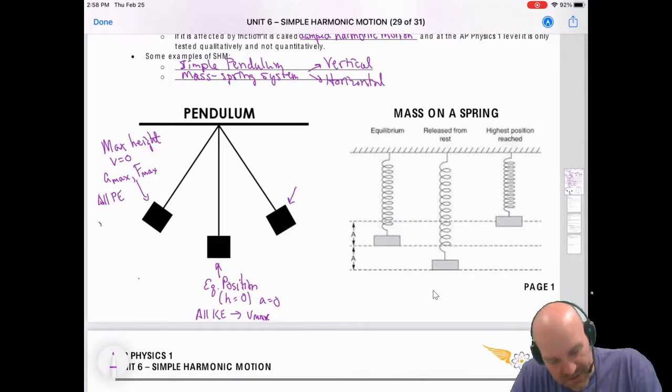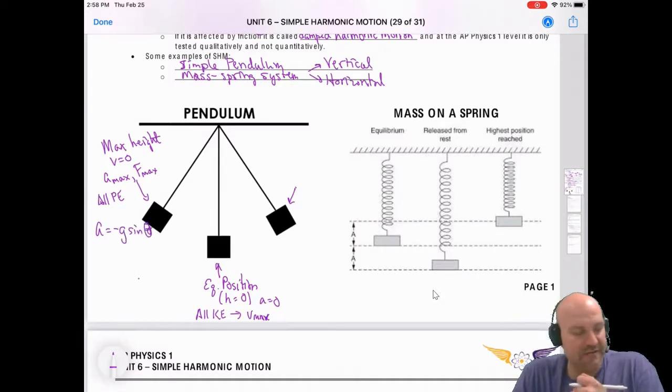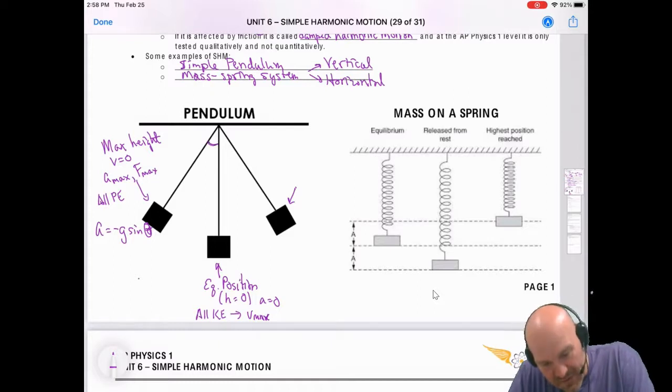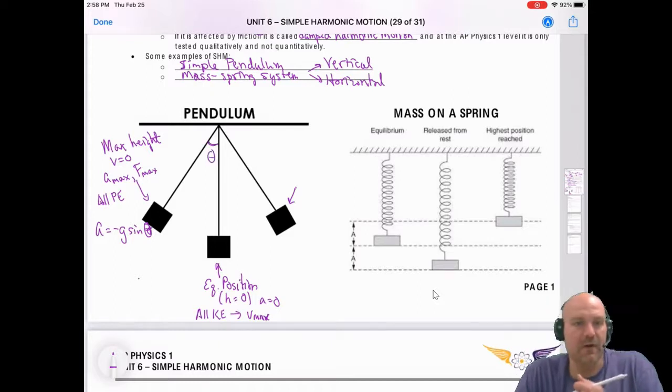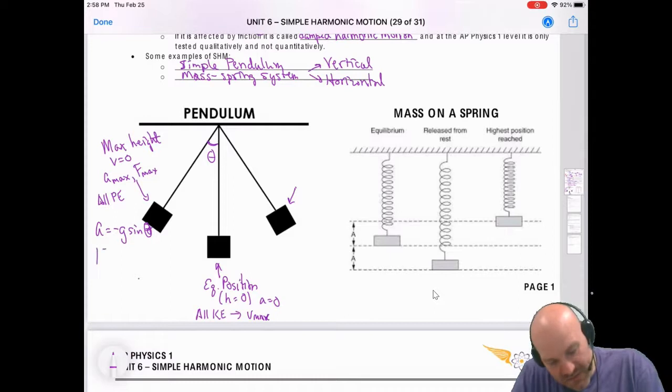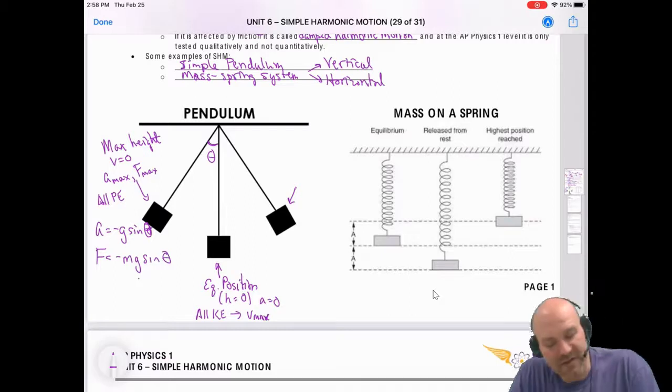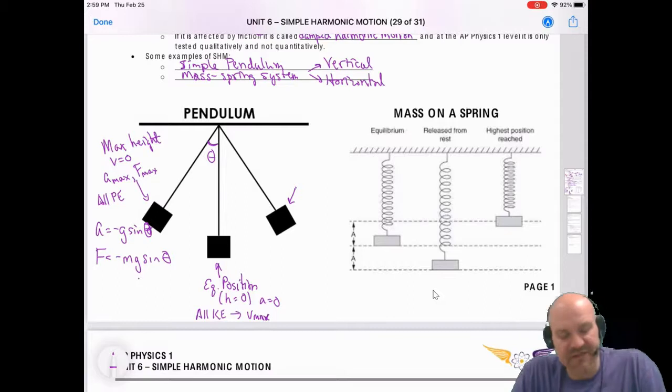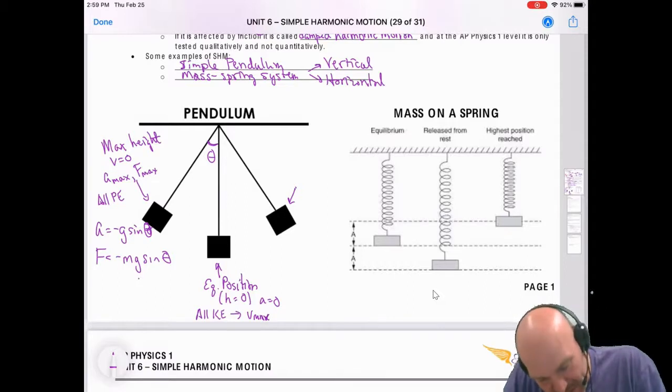Right. And so to calculate the acceleration at that point, it's going to be a equals negative g sine theta. And the theta will be the angle that it makes up here at the vertical, which makes the restoring force negative mg sine theta, right? And so the way you think about it, why is it negative? It's because they have to work against each other, right? So if here it wants to go this way, right?